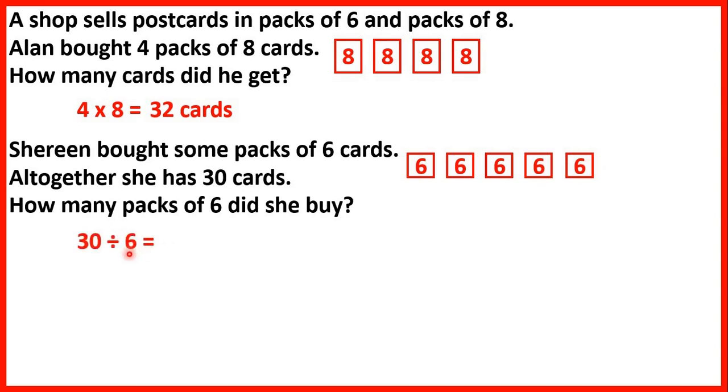And what we're really doing here is dividing 30 by 6. We know that we're dividing because they've given us the total number of cards that she has altogether. And she's told us how many cards there are in each pack. So if we know the total and we know how many are in each, or how many are in one, we can divide to find our answer. And 30 divided by 6 is 5, so she buys 5 packs.